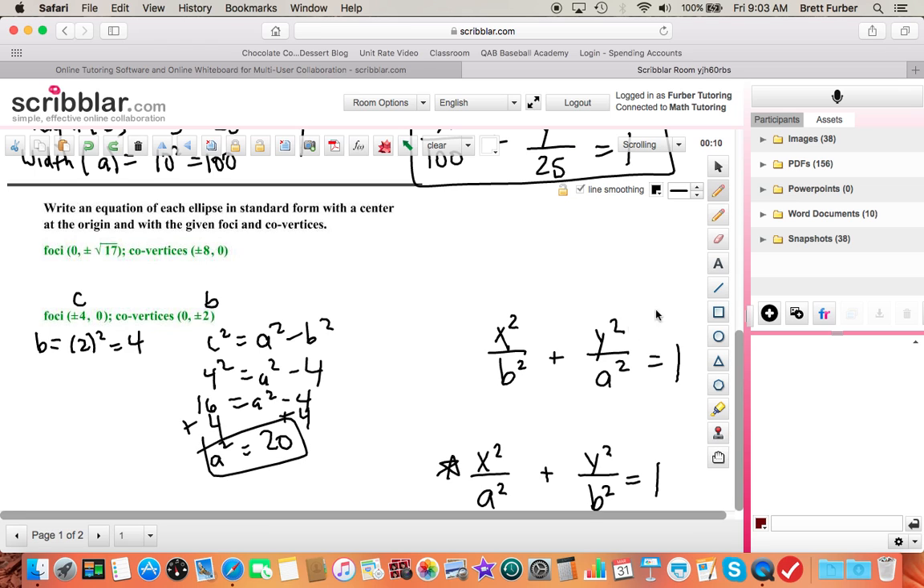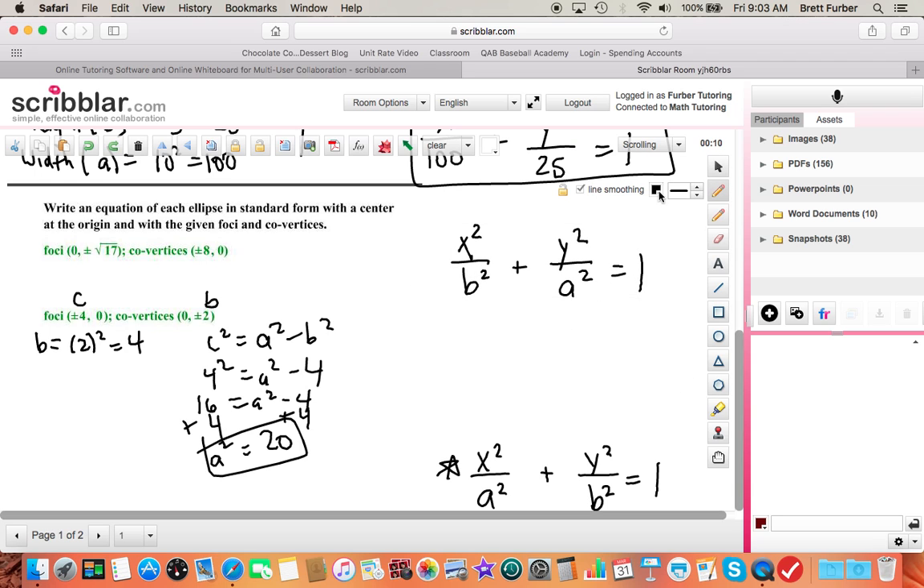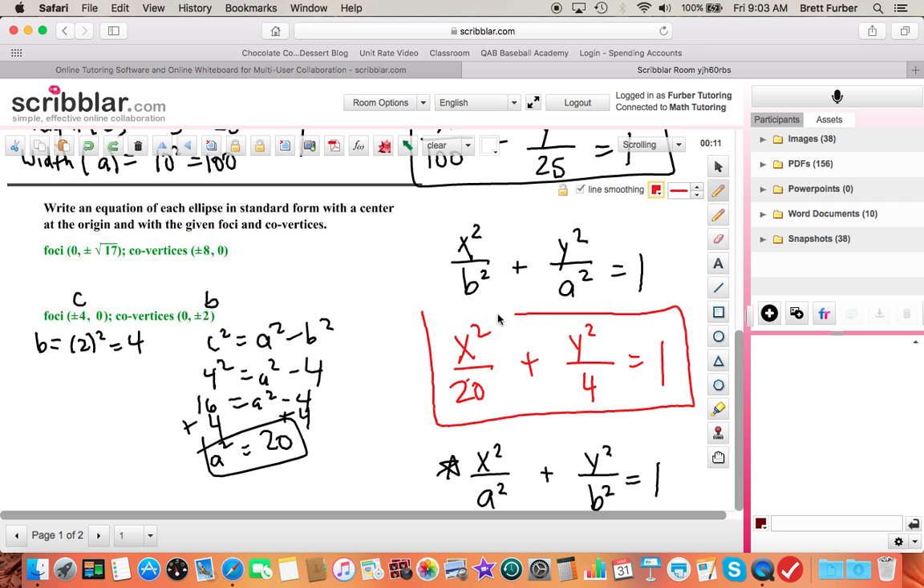So there's the values, and now I can just plug them into the formula. So the formula is going to be this one. Let me move this back up. So for the formula, I'm going to get x squared, and b squared we determined was 4, so that's going to go second. The a squared is 20, so 20 goes first. And the b squared is 4. And this is my equation. So that helps you fill in the rest of your notes for that, and I'll make the other videos as well.